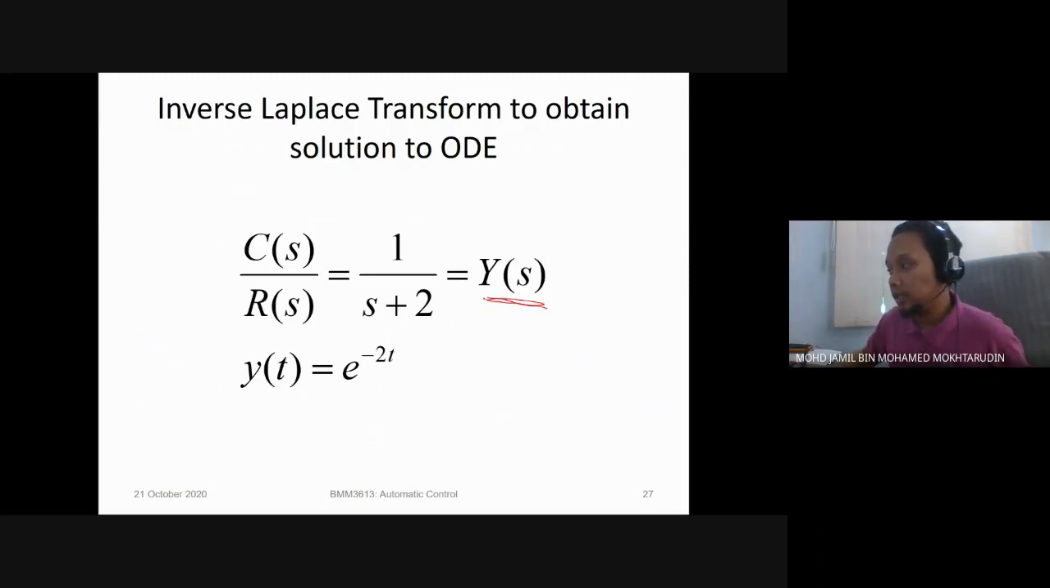Okay, so this is the transfer function Y(s). So you can let C(s) over R(s) equals Y(s). Then you can convert this into time domain, or time response. So here in time response, you get exponential e to the power of -2t. Okay, so you need to use inverse Laplace transform to get Y(s) in terms of y(t).